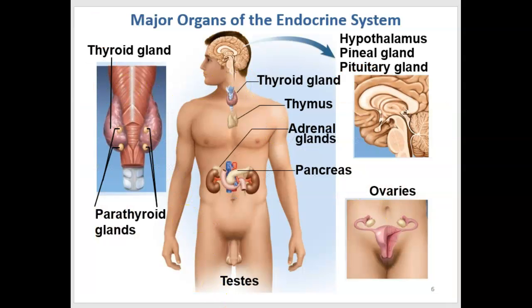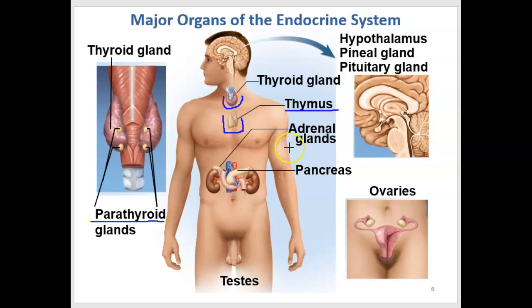So the major organs of the endocrine system include the thyroid gland, and on the back side of the thyroid gland are 4 little glands called parathyroid glands. They do have very different functions. We'll talk about those later. Then a little bit inferior to the thyroid gland is the thymus gland. That's important in immune system function.